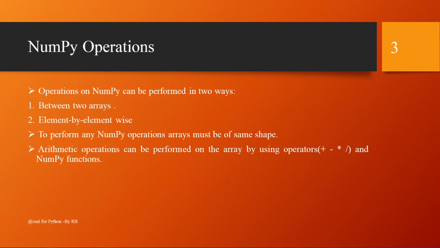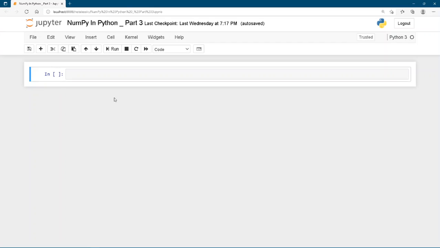Arithmetic operations can be done in two ways. The first one is by using the operators, that is plus, minus, multiplication and division signs, and the other one is by using the functions. For example, if we have to add two different arrays by using a particular method, we can find out that method by using the dir method.